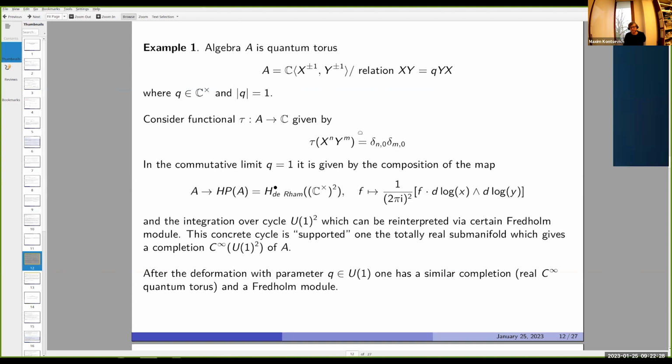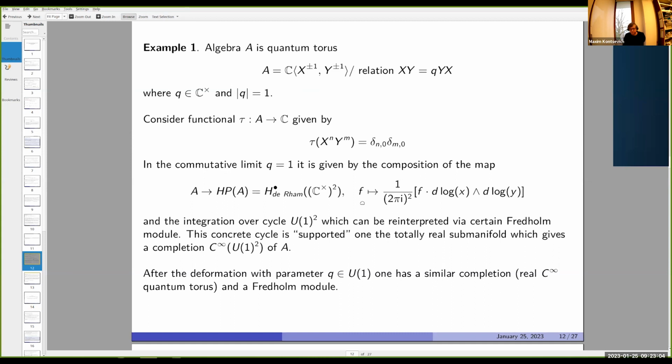Yeah, so in the commutative limit, when q equals one, this is my residue, so I get the map from the algebra to periodic cyclic homology, which is de Rham homology. Namely, by a certain modification of periodic cyclic homology and de Rham homology, I just map f to f times d log f d log y and divide by 2 pi squared. Later, the constant comes from integration, where the integration is over u1 squared.